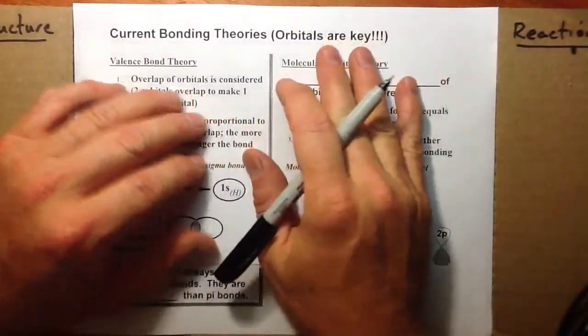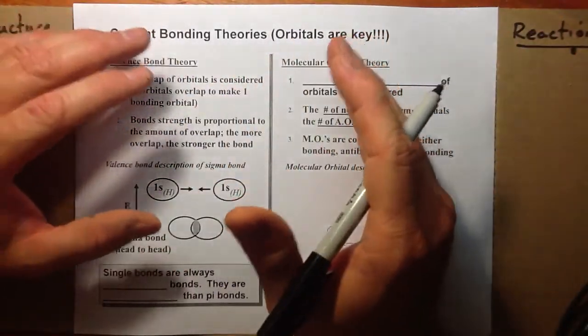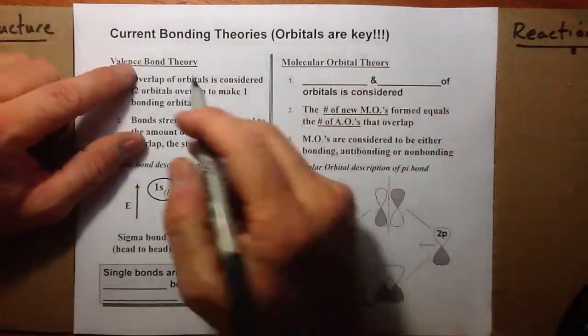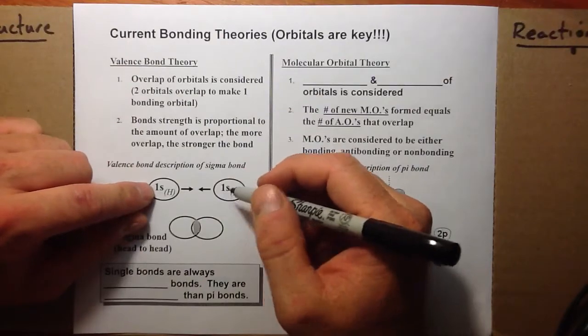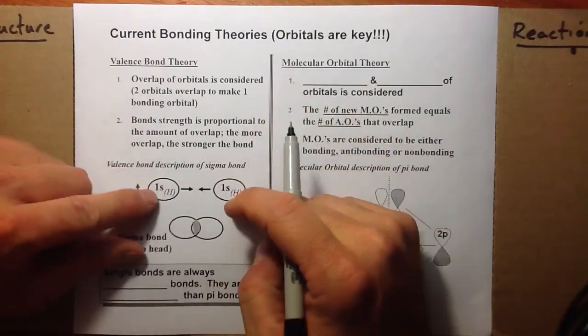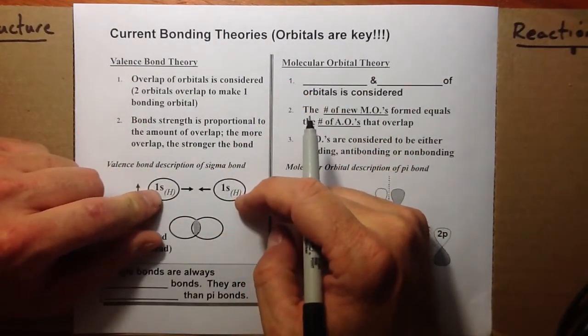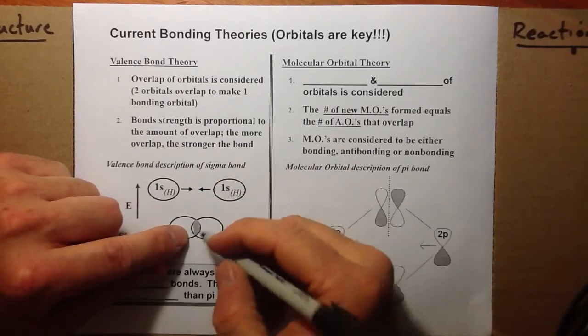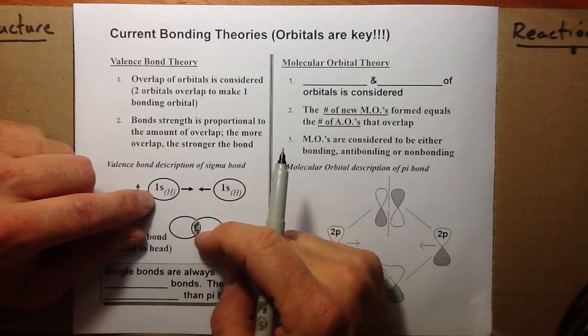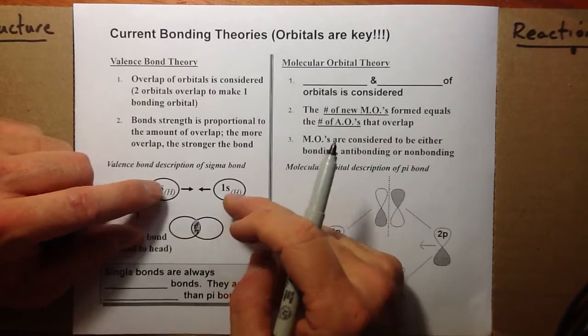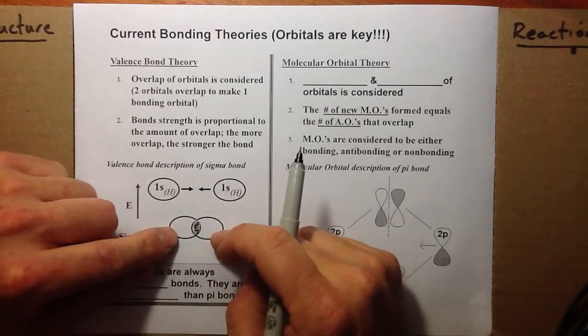There are 2 ways we can incorporate this orbital-based bonding theory. We can consider valence bond theory, which just looks at the overlap of 2 orbitals, whatever they might be. In this case, we have 2 1s orbitals that are colliding, and we're considering the amount of overlap between them to be proportional to the strength of the bond. 2 coming together to form 1.